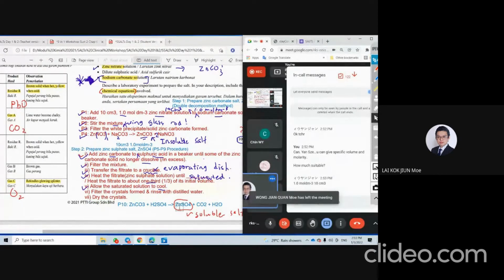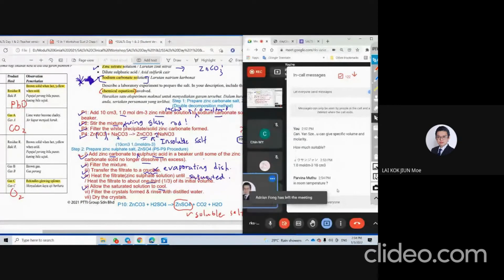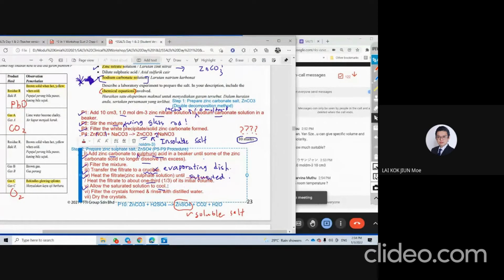Okay, so we continue. Allow the saturated solution to cool what? Very good, Pravina. You see, cold is not enough. Cold is not specific enough. You have to mention cool to or at room temperature. Cool at room temperature. Okay. So we filter it and rinse with distilled water, complete marks, I think no problem.